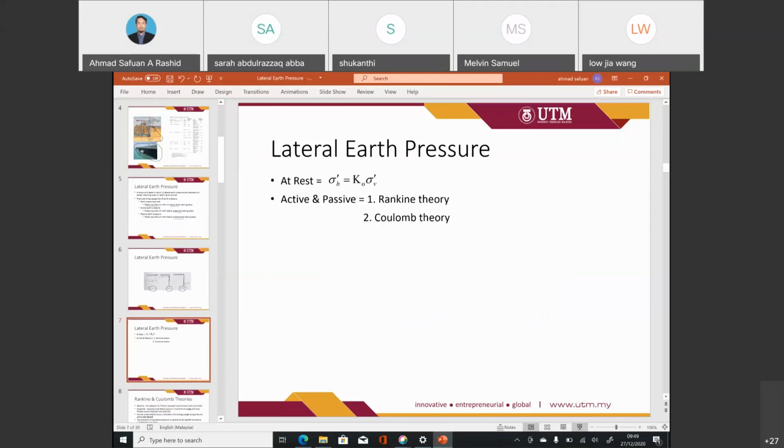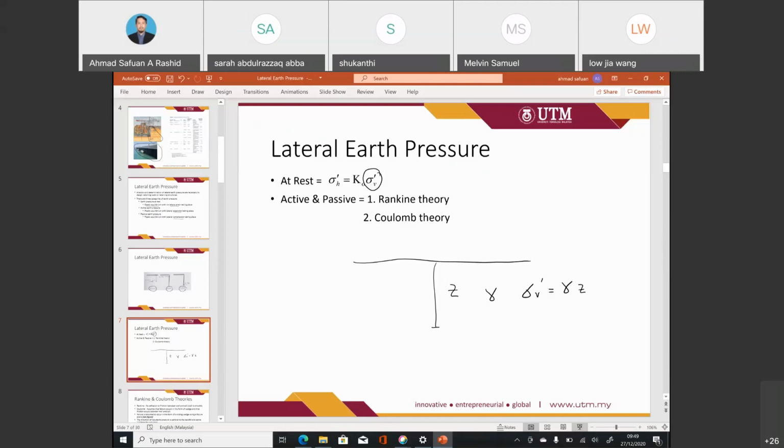So the important thing is we must determine the effective vertical stress. A simple explanation: we need to know the unit weight, and then we need to know the depth, which is Z. So to get the value for the effective vertical stress, gamma times Z is equal to the effective vertical stress.